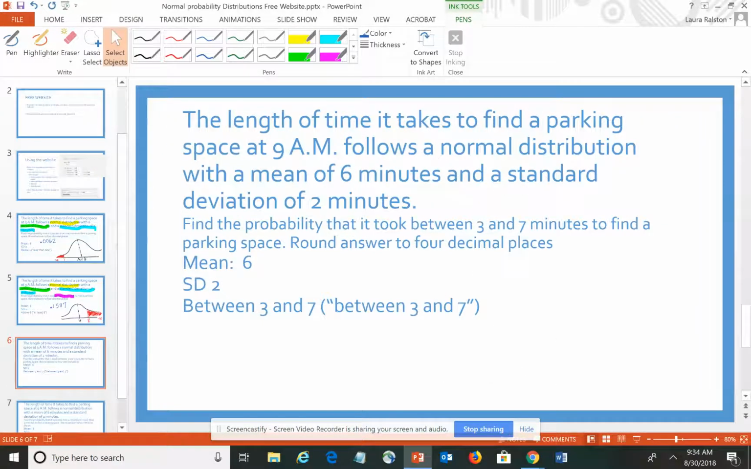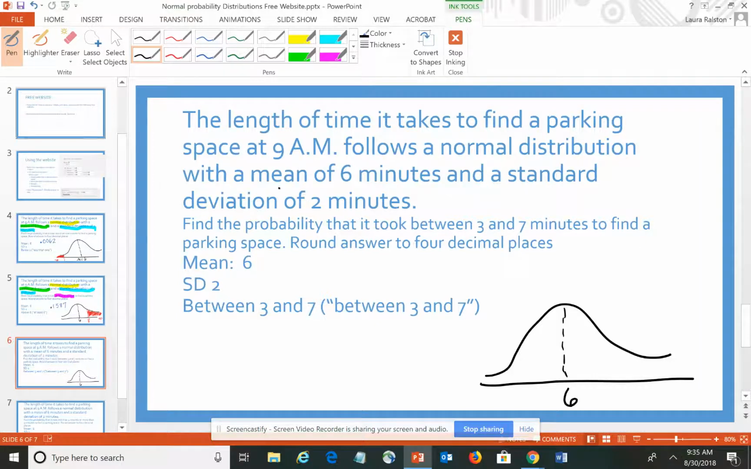All right, continuing on, again using the same scenario. This time you have a between, and it says find the probability it took between 3 and 7 minutes. So if I draw my picture, horizontal axis, bell-shaped curve, mean in the middle, which is 6, and I want to be between 3 and 7. So 3 would be to the left. 7 is slightly above. And I want to be between those two.